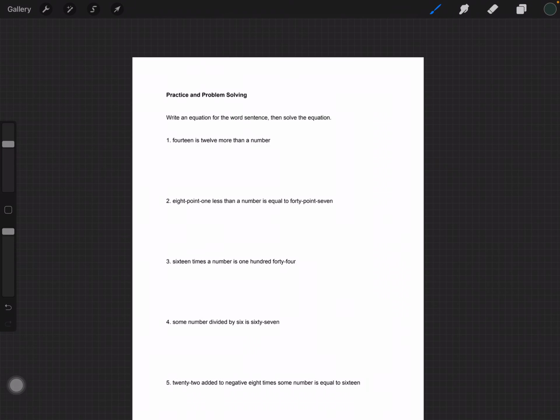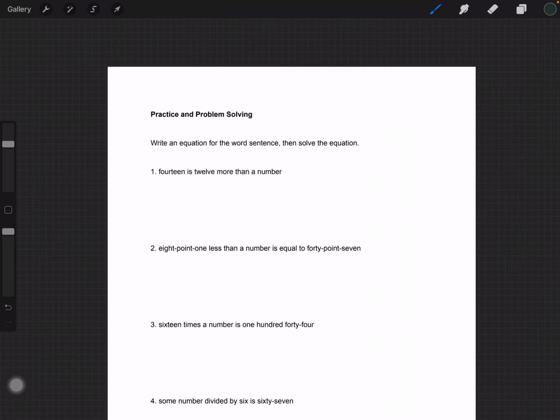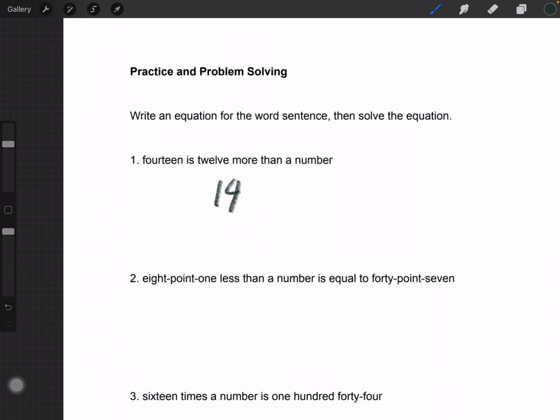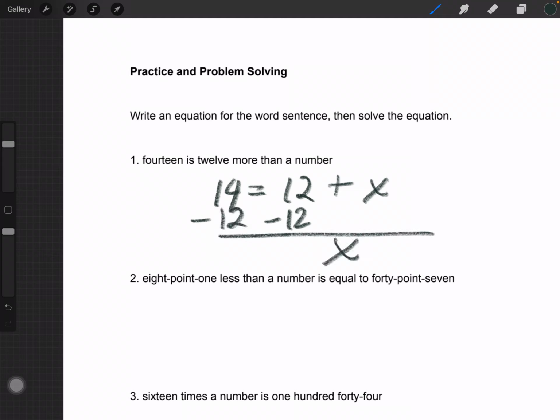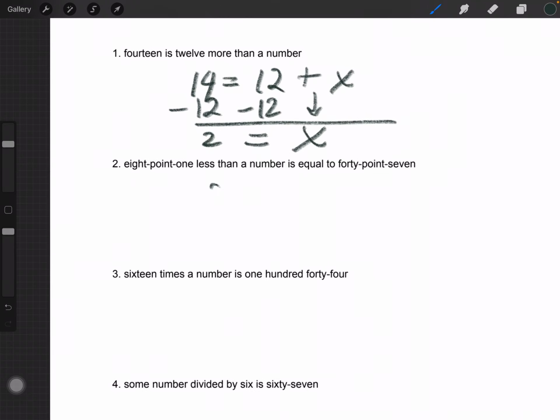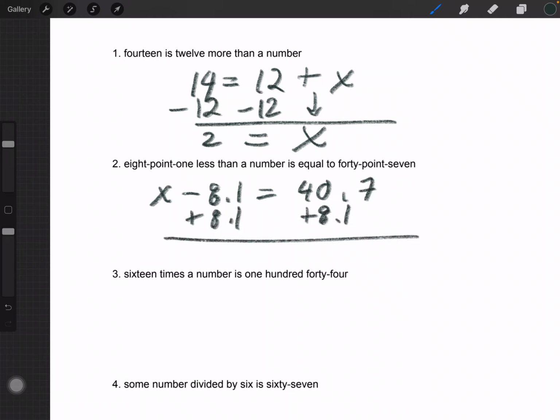Last page is asking us to write an equation for the word sentence, then to solve the equation. So 14 is 12 more than a number, so we subtract 12 on both sides. X is equal to 2. 8.1 less than a number is equal to 40.7. We want to add 8.1 so we can isolate x. X would be equal to 48.8.